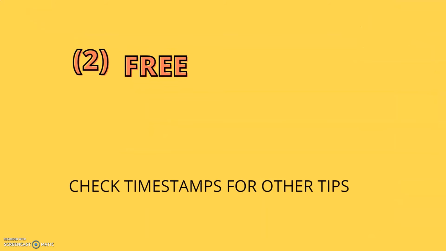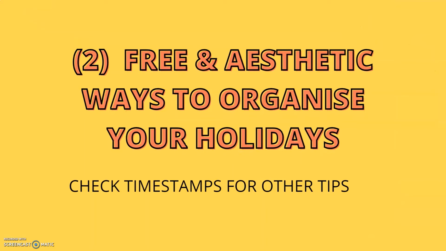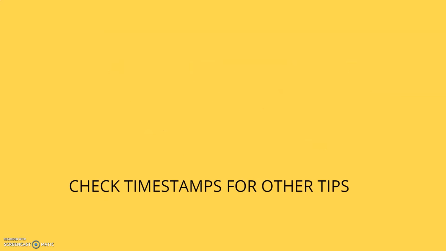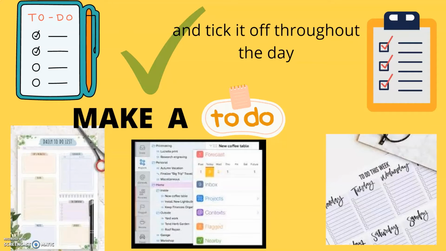Now let's look at free and aesthetic ways to organise your holidays, because we want to make learning fun and aesthetic. 1. Make a to-do list. Ticking things off brings a sense of achievement, so to-do lists are a great way to make learning more fun. You can do it digitally, you can do it on paper, whatever apps you want. There are plenty of free apps.